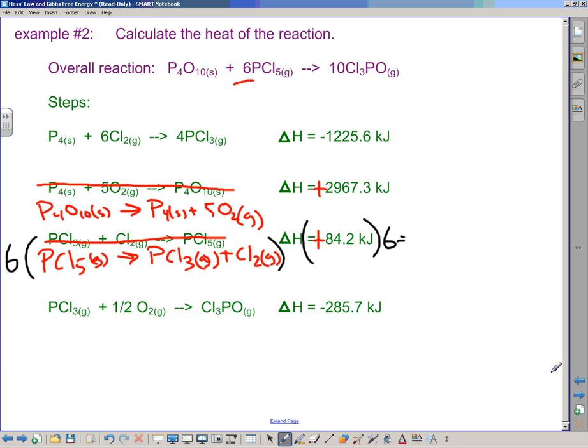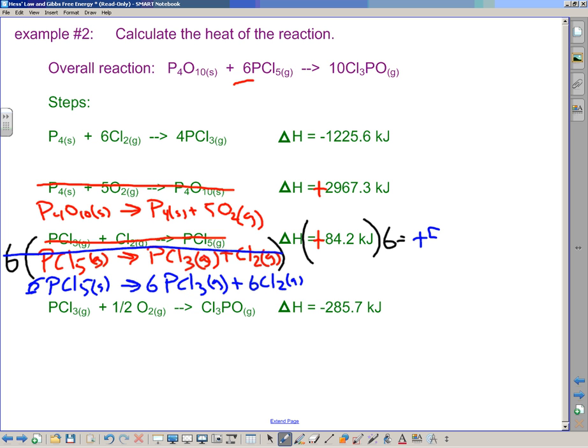So we get a new half reaction of 6 PCl5 as a gas yields 6 PCl3 as a gas, plus 6 Cl2 as a gas. So now we're no longer dealing with that anymore either. Okay, we multiply that by 6, and what do we get mathematically? 505.2. And again, these should all be kilojoules per mole. Excuse me. Okay. All right, the last one.